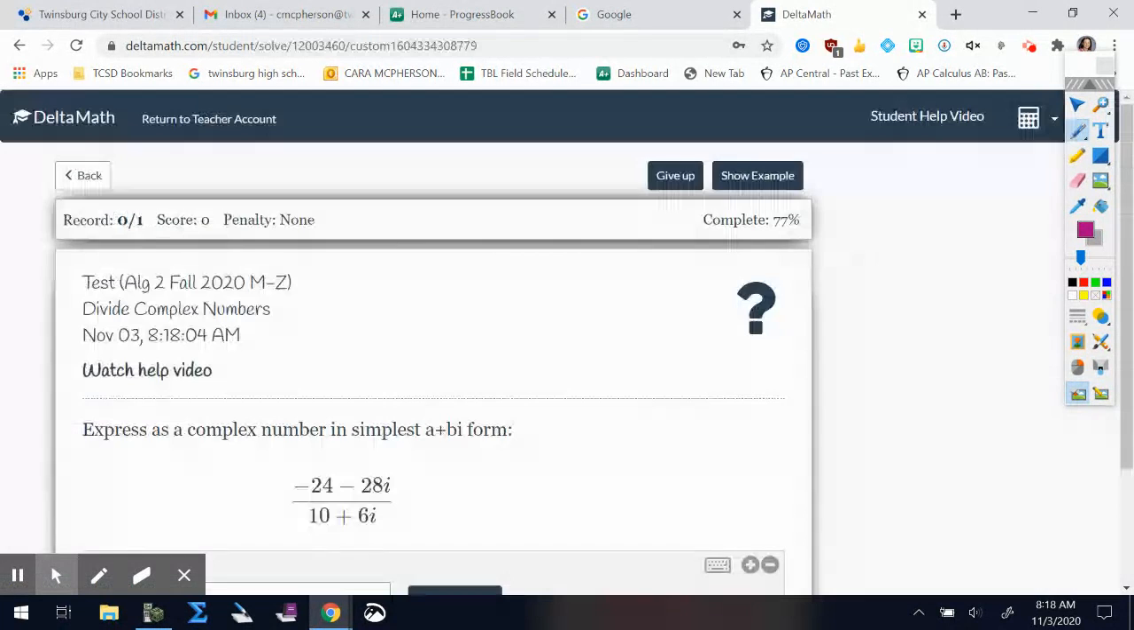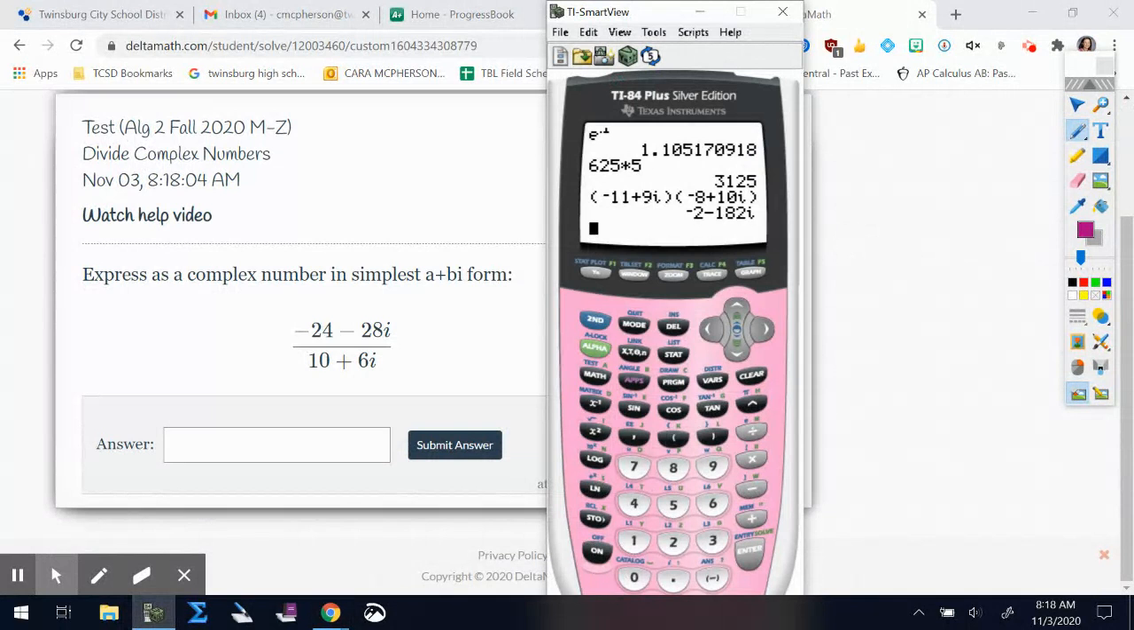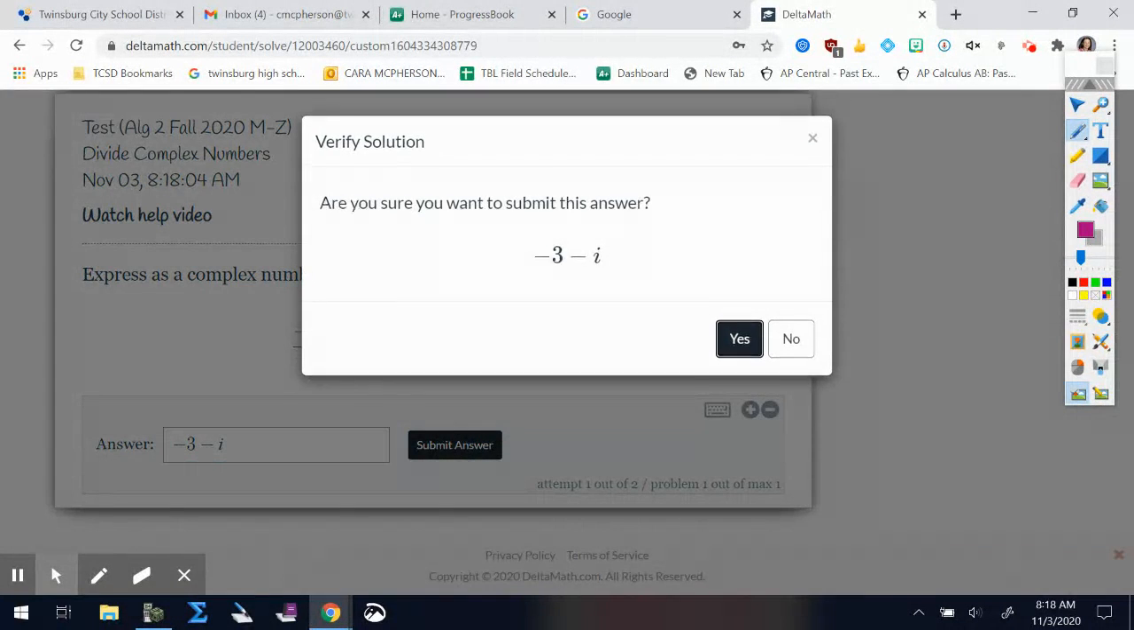For division, also calculator based, you just really have to watch your parentheses. So you want to make sure your numerator is in parentheses. So your numerator is negative 24 minus 28i. And then divide with new parentheses for the denominator so you can keep the entire denominator together. So plus 6i. If you get anything that's decimals, you can go to the fraction button, hit math fraction. This one's nice. It's no decimals. You're just going to type in negative 3 minus i. Submit.